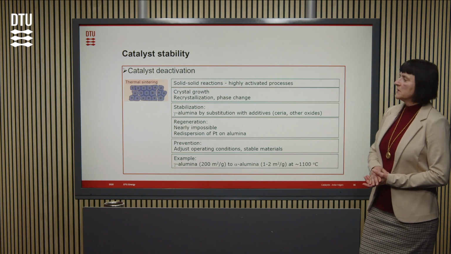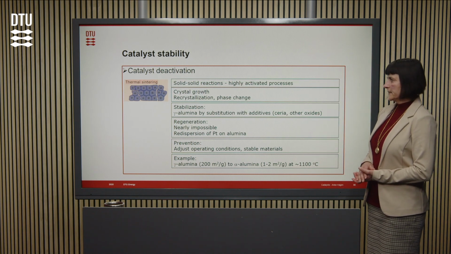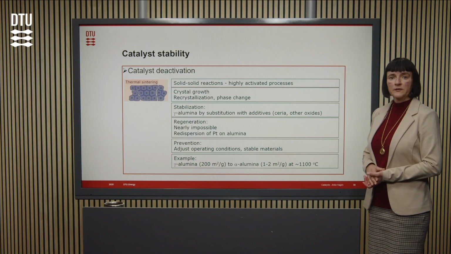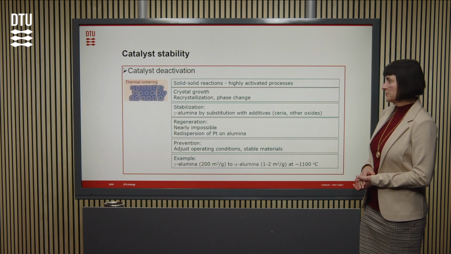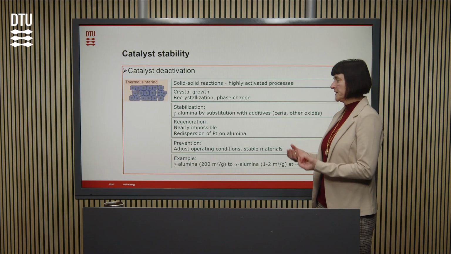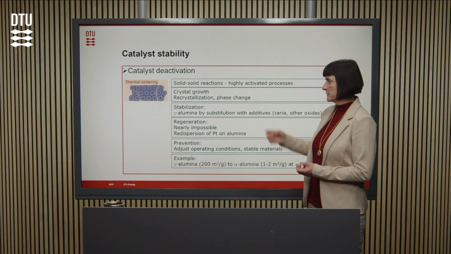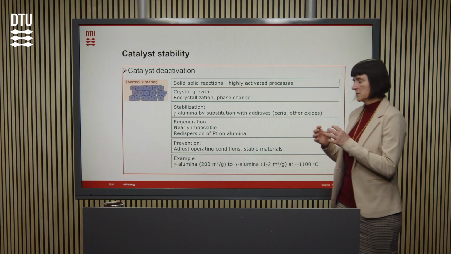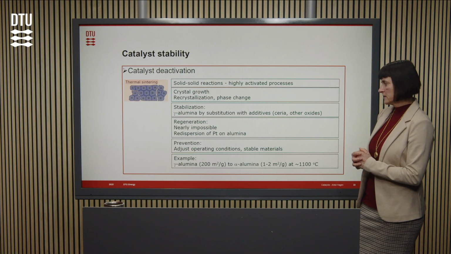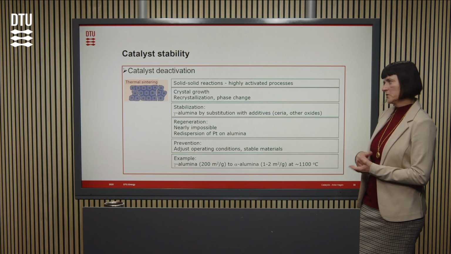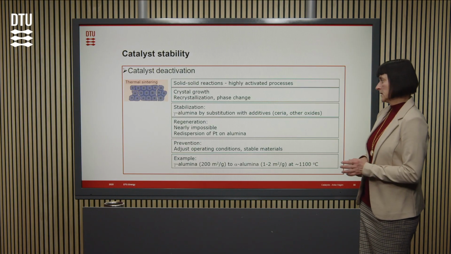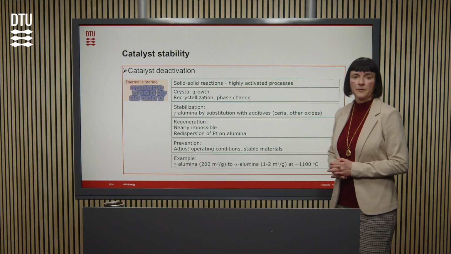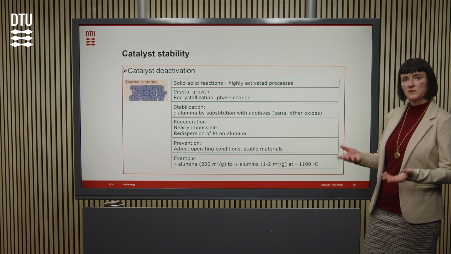The next example is the sintering, and that can happen when you have catalysis going on at very high temperatures. It can be that you are forming new phases. It could be that you are growing the same phase so that they are starting to sinter together. You are losing porosity and you are losing surface area. And what you can do against that is making a better catalyst that cannot undergo these reactions.